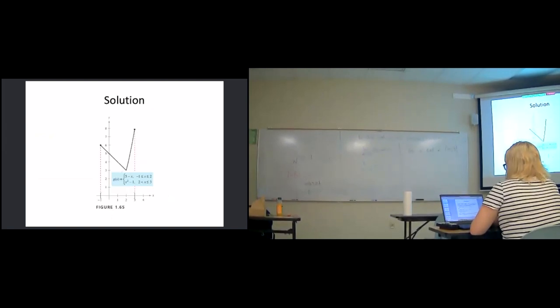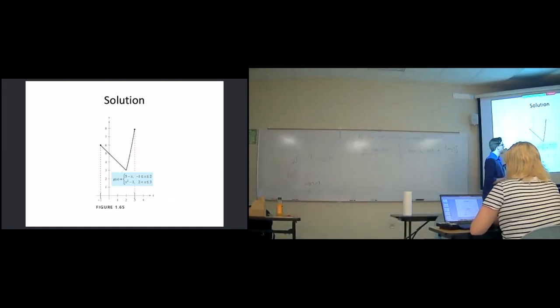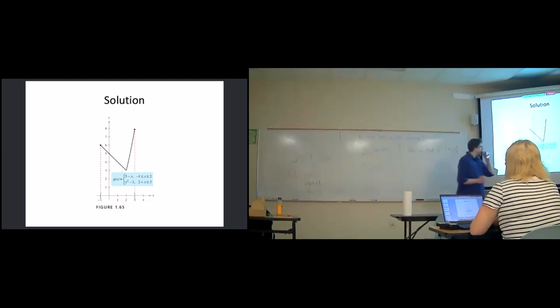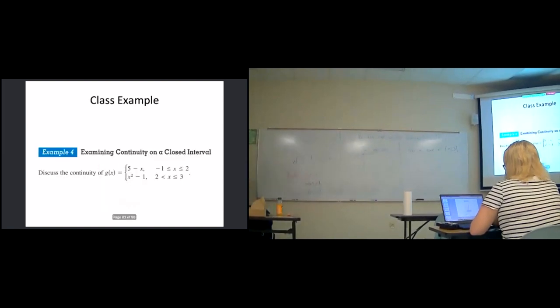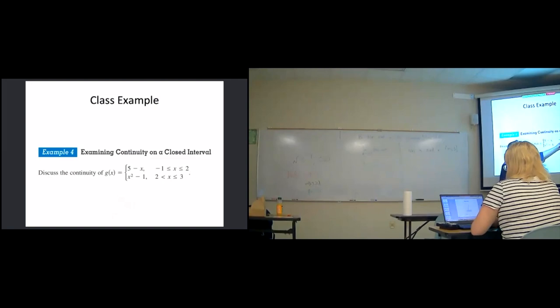Here, got a monster question. We're continuous everywhere. Well, that's what we should be, right? Here's the catch. Because there is a catch. We have a polynomial from the interval negative 1 to 2, a different polynomial on the interval 2 to 3. So we need to check for these two if they are actually equal. Does that make sense? What I mean?